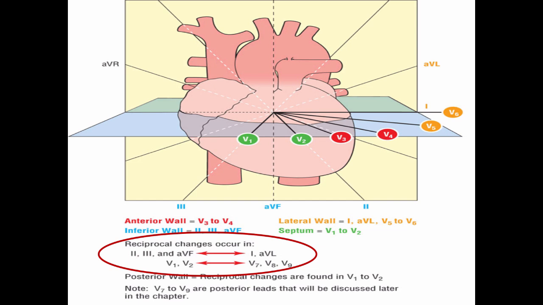If I have ST segment depression in V1, V2, that's an automatic cue for me to do a posterior 12 lead, V7, V8, V9, remember? So I might see elevation in V7, V8, V9. So those are our reciprocal leads that we need to pay attention to. Our 2, 3, AVF, reciprocal to 1 and AVL, and V1, V2, reciprocal to V7, V8, V9, our posterior leads.